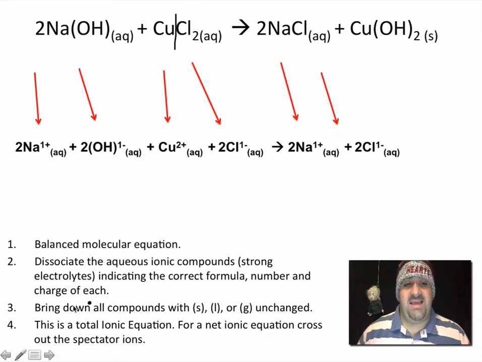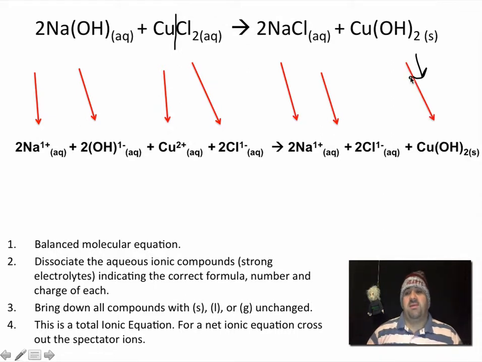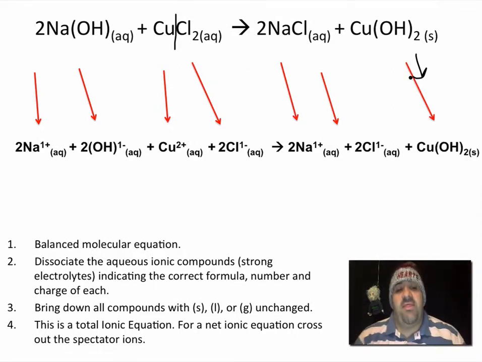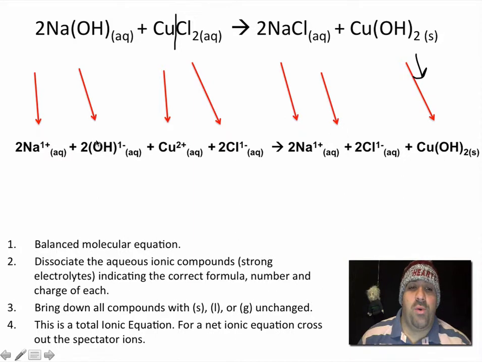And of course, it says to bring down all compounds with the S, L, or G unchanged. So we don't have to do anything with this. We're not dissociating this because it's a solid. It comes down as it is, unchanged. That's what that means. So we keep that the way it is. This right here is the total ionic equation. Total ionic equation. And it's kind of like the picture we looked at on the previous page. We're just writing down all the ions in there and what they're doing.